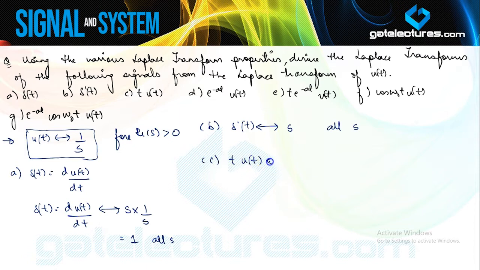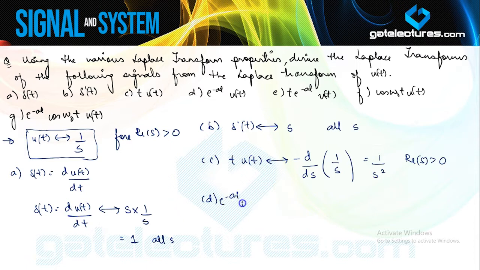Now you have t u(t). This is the multiplication with t property, or what do I say, the differentiation in s domain property. You know that multiplication of any signal with minus t is going to result in differentiation in the s domain. Since they have not taken the minus sign here, we're going to take it here. If you just perform this differentiation, you are going to have 1 by s square, and the ROC is going to remain the same. Right.